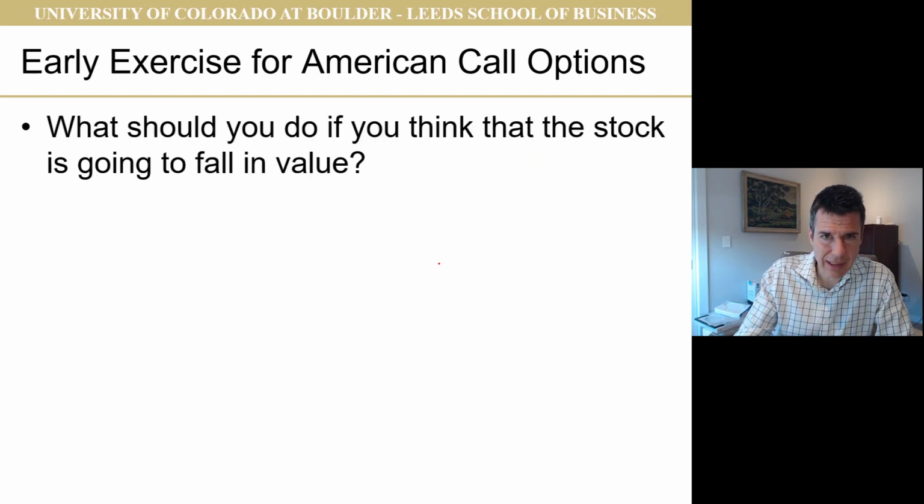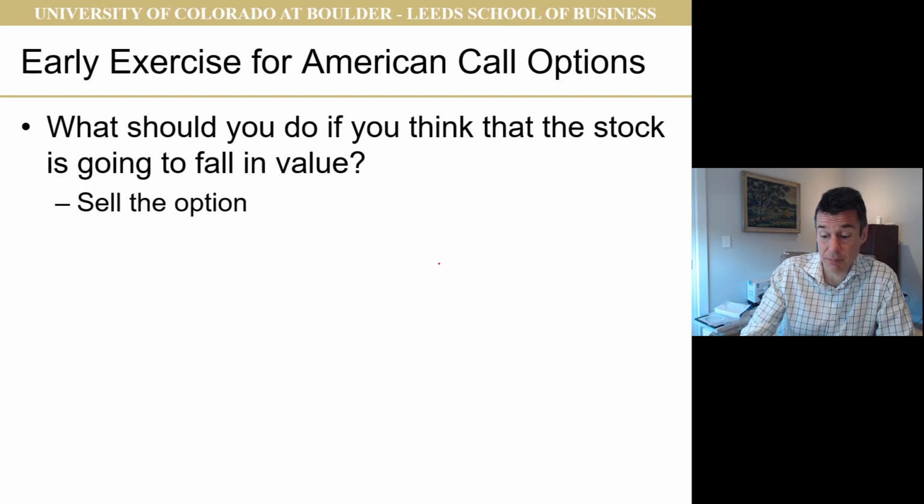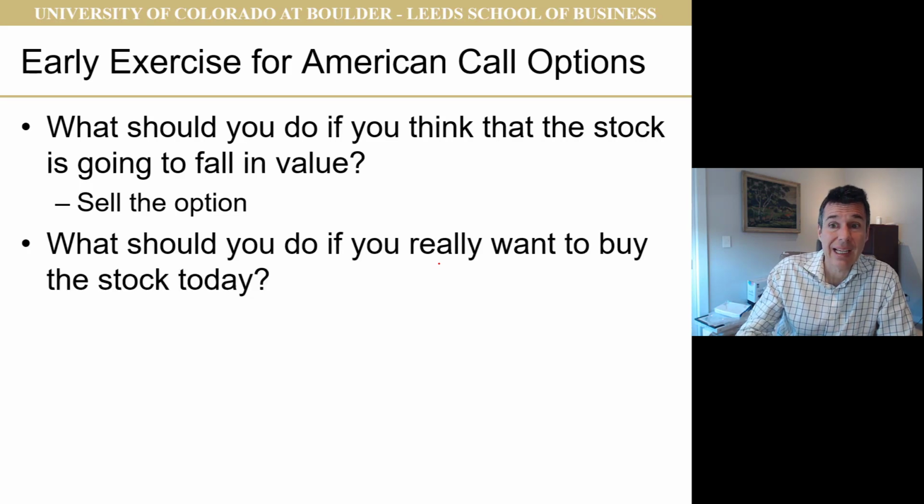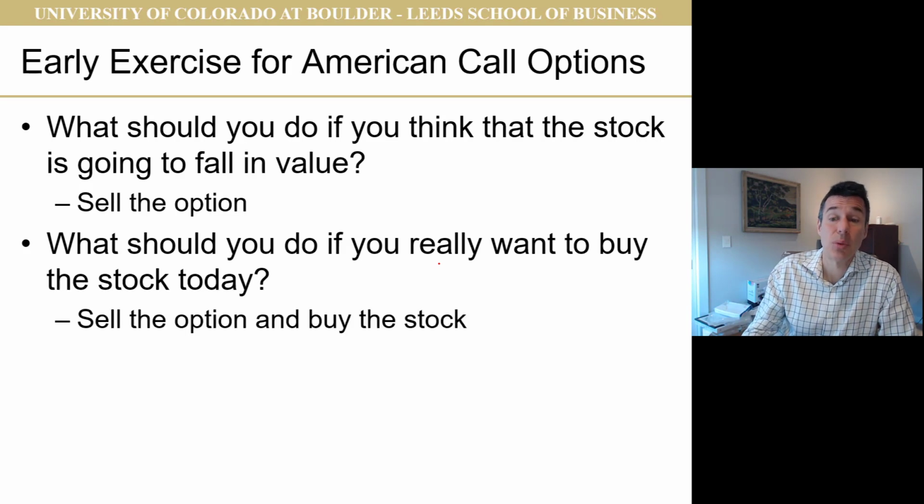Now, this raises the following question: what do we do if we think the stock's going to fall in value? We have an in-the-money American call option. We think the stock's going to fall in value, so we'd like to exercise, because we say to ourselves, look, we've made lots of money, we'd like to exercise, but it turns out that's the wrong thing to do. The thing to do is to sell the option. Now, when you exercise an American call option, why are you doing it? One of the reasons you might be doing it is because you want to own the stock. Well, if you want to own the stock, then sell the option, buy the stock. When you sell the option, you receive more than S minus K, so you buy the stock and you get the stock.